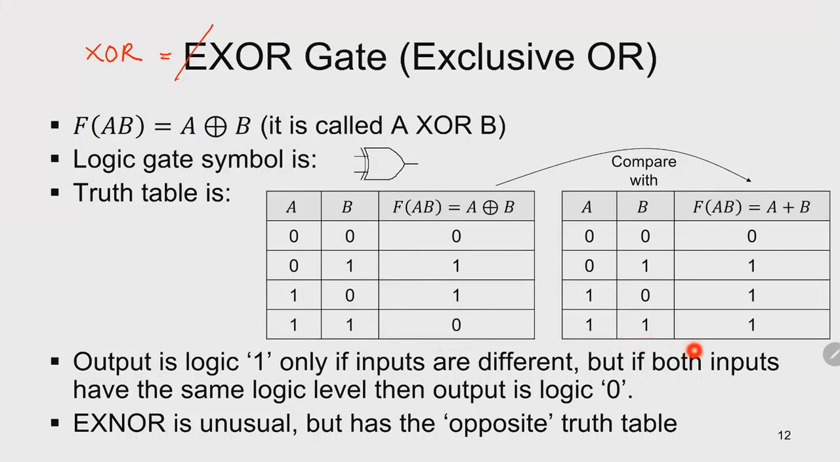Compare that to our OR gate. Our OR gate, when both inputs are 1, is still 1. But in this case, exclusive OR, when both inputs are the same, both inputs are 1, the output will be 0. So the output is logic 1 only if the inputs are different. Meaning one input is 0 and the other input is 1, then we have an output of high or 1.